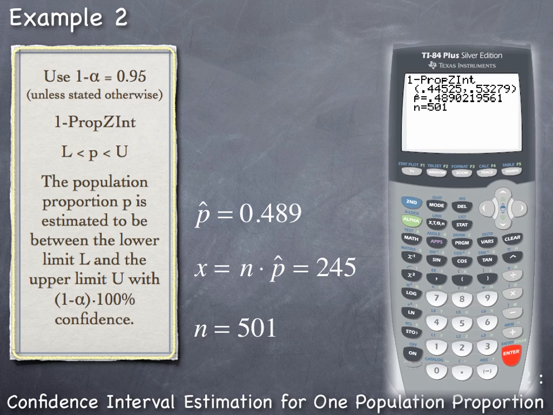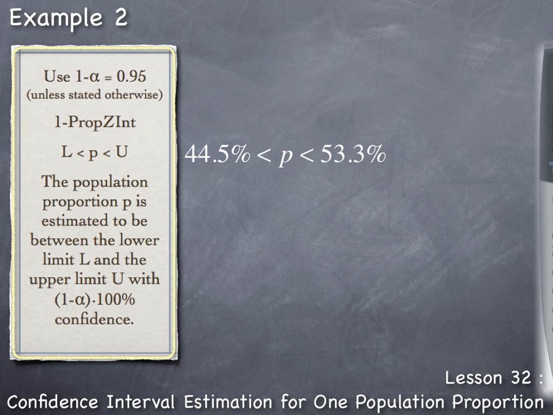And under the 1 prop zint command, in parentheses, separated by commas, we have our confidence interval. The first number is the lower limit L, and the second number is the upper limit U. Here we ask to estimate the percentage, so we're going to convert these decimal answers to percentage, and then rounding off to the nearest tenth of a percent, we find that we have 44.5% less than p less than 53.3%. This gives our symbolic form of the confidence interval.